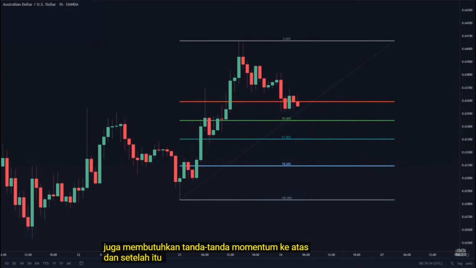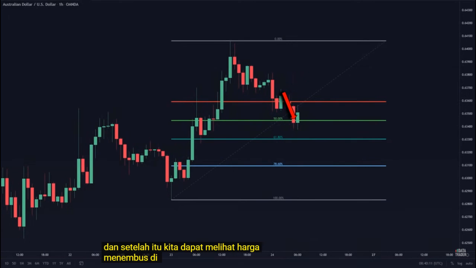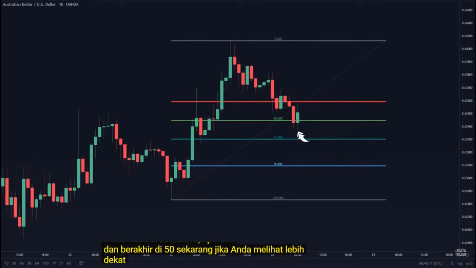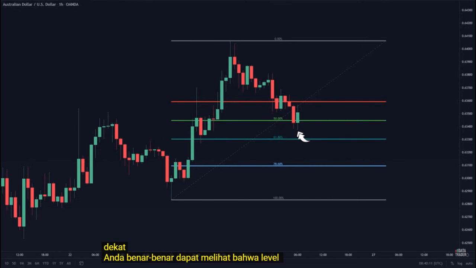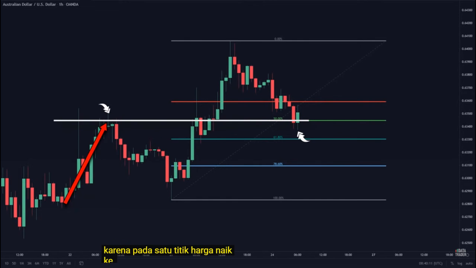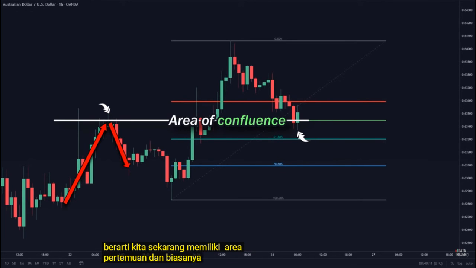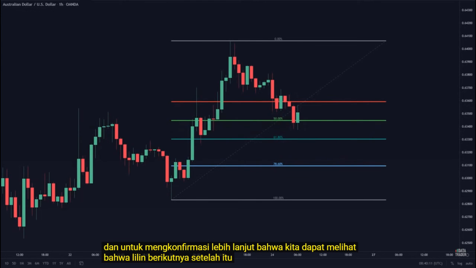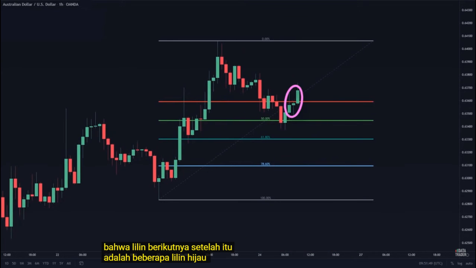And after that, we can see the price broke below the 38.2% and ended up at the 50%. Now, if you look closely, you can actually see that this level is also aligned with the previous resistance level, because at one point, the price went up to this level and reversed downwards, meaning we now have an area of confluence, and usually, price has a higher chance of bouncing at this level. And to further confirm that, we can see that the next candles after that are multiple green candles breaking above the 38.2% level. So let's recap what we have currently.